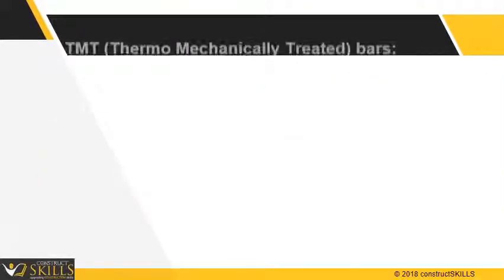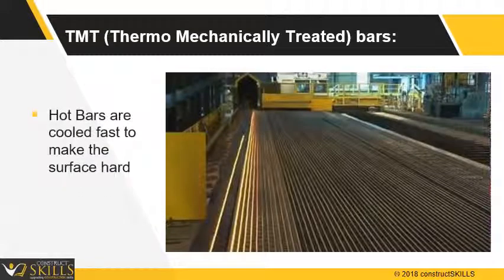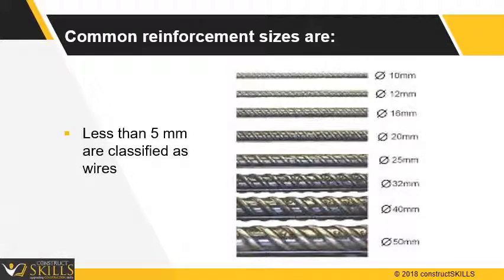TMT bars, thermomechanically treated. These bars are produced through a hot-cold method that involves a sudden cold water spray on hot steel. Because the core of the bar is still hot, the water helps to temper the surface. The common sizes available are listed below. Bars less than 5 mm in diameter are classified as wires.